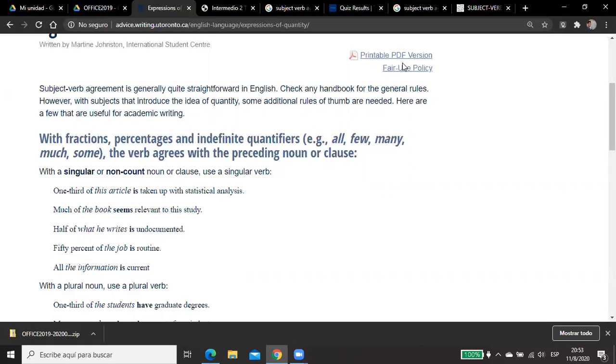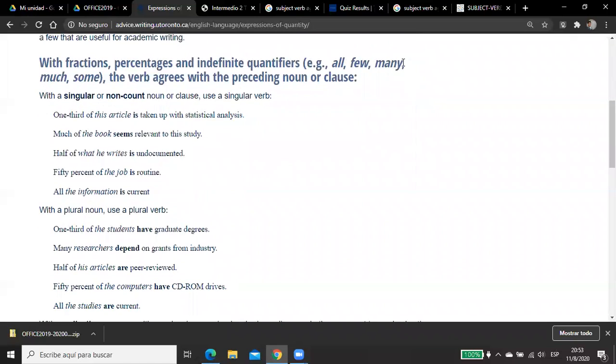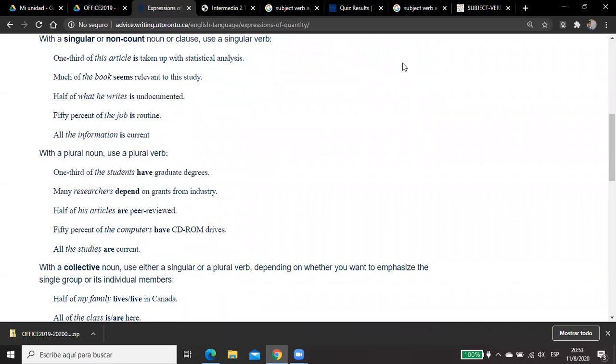Is there any other question about vocabulary? If there isn't, we're just moving on. Okay, so if we have a plural noun, we use a plural verb.